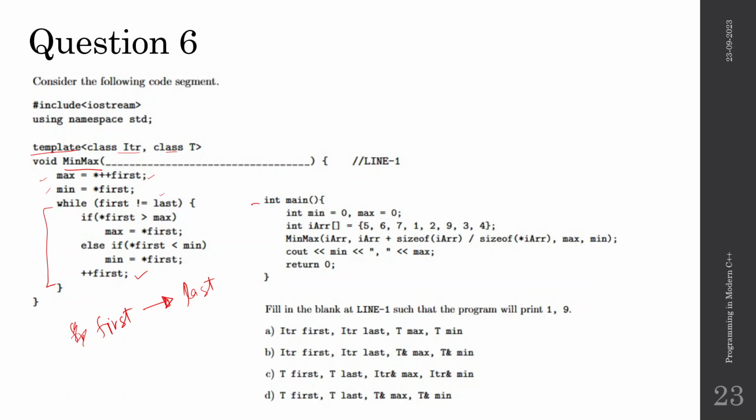Now coming to the main function. In the main function, we have two variables called min and max. Then we have an integer array with these values, and then we are calling min max with this argument. Okay, so the first argument is IARR. So IARR will obviously point to the beginning of the array. So it will point to 5. Next, the second argument is IARR plus this thing.